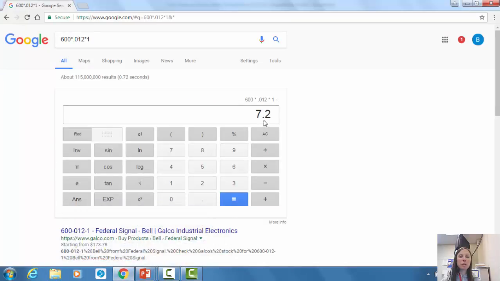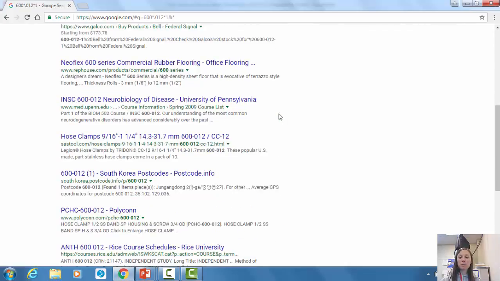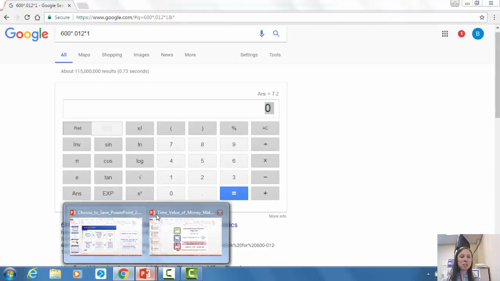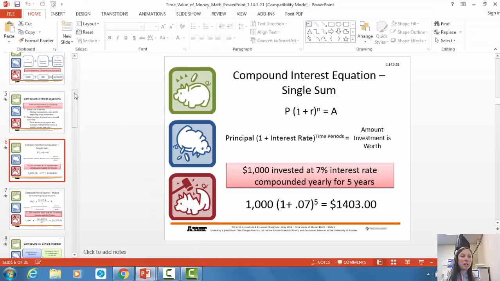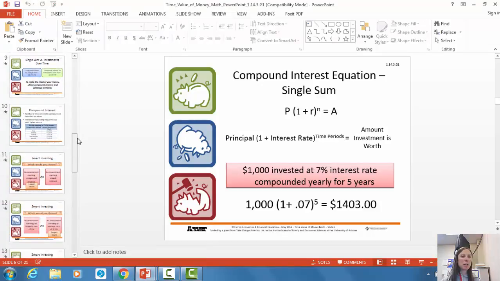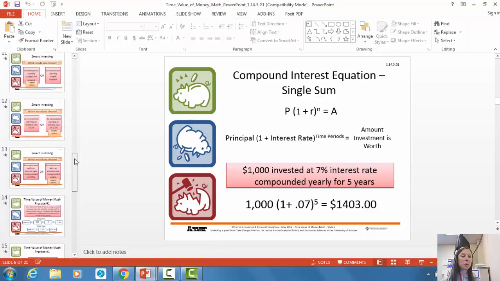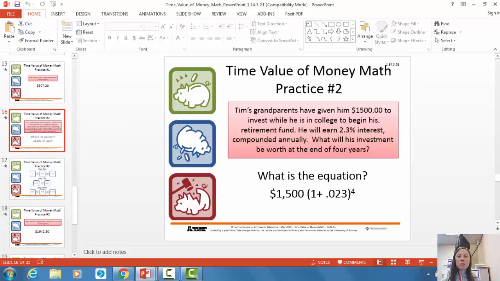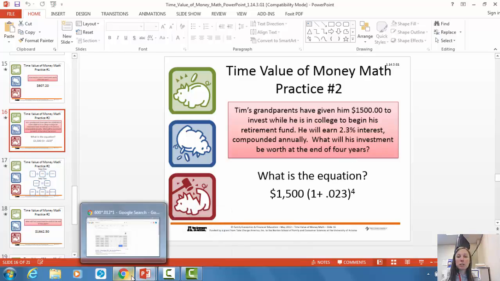So I'll go to Google. I'm in my calculator. Oops. I already forgot my numbers, so I'm going to have to go back and get those in my presentation. And the answer is on here, so you can see the answer, but I wanted to show you how you could do it in Google. 1,500, 2.3%, 4 years. So here's the formula. We'll put it into Google so you can see it.